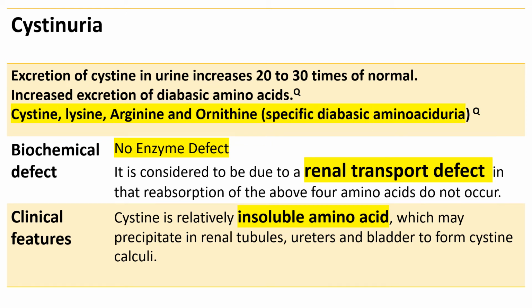So in an inborn error of sulfur-containing amino acid metabolism, the last disorder is cystinuria. Normally the excretion of cystine in urine is less, but if the patient is suffering from cystinuria, the urine concentration of cystine increases by 20 to 30 times normal. There is also increased excretion of dibasic amino acids: cystine, ornithine, lysine, and arginine. So it is called COLA, that is cystine, ornithine, lysine, and arginine. These are excreted in urine.